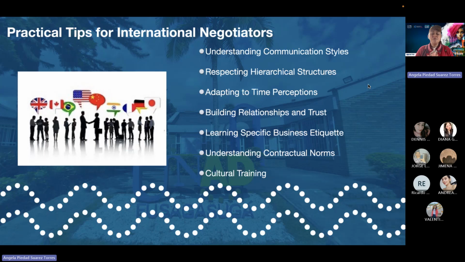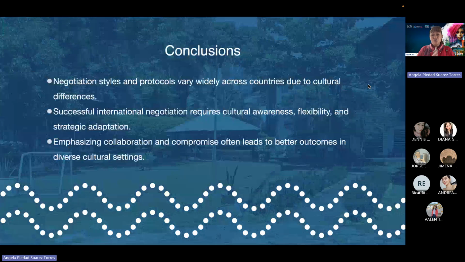Sometimes we think that those are tiny elements, but it's incredible how important those tiny elements are in the process of negotiation in an intercultural process. So it is very important for us to consider those elements.